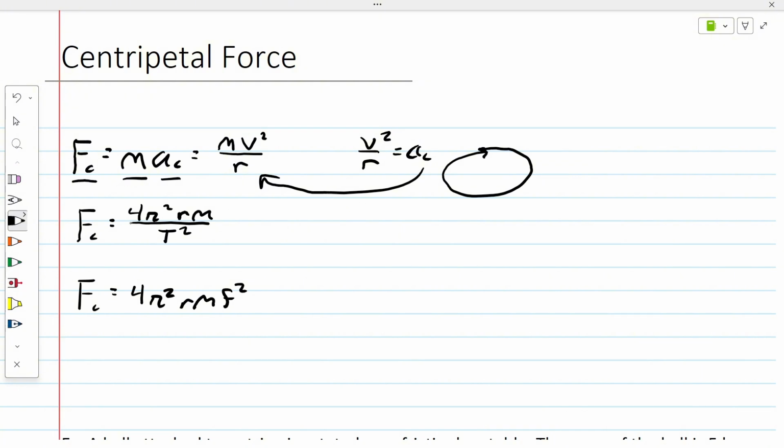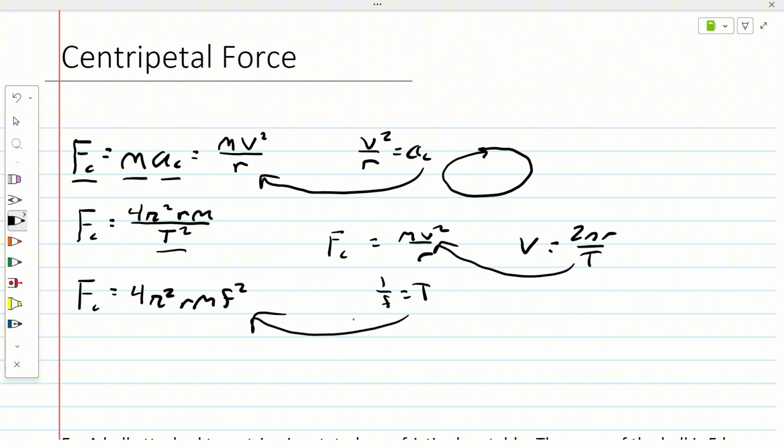And if we want to derive these two equations using frequency or the period, we could use the equation for centripetal force, mv squared over r, and simply plug in the tangential speed equation, which is 2 pi r over T. If we plug this in up here, we would get this equation, and we could plug in 1 over frequency equals the period to get this equation.